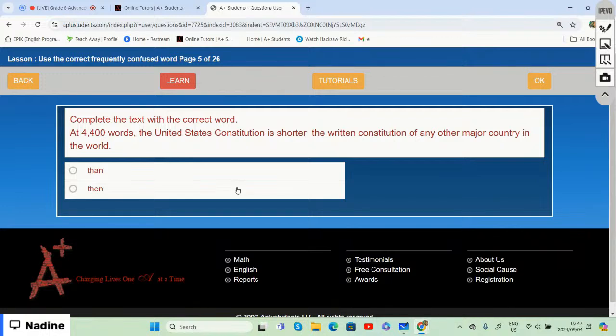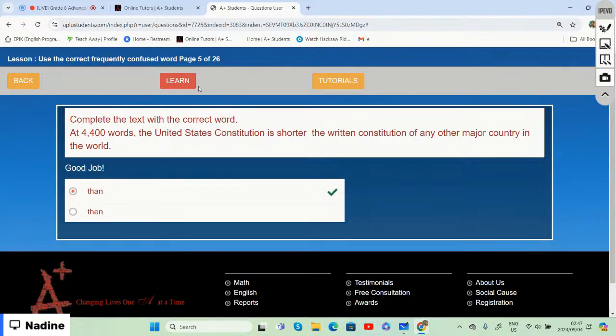All right, and if we were to choose the correct option, we can say than. So at 4,400 words, the United States Constitution is shorter than, because it shows comparison, the written constitution of any other major country in the world.